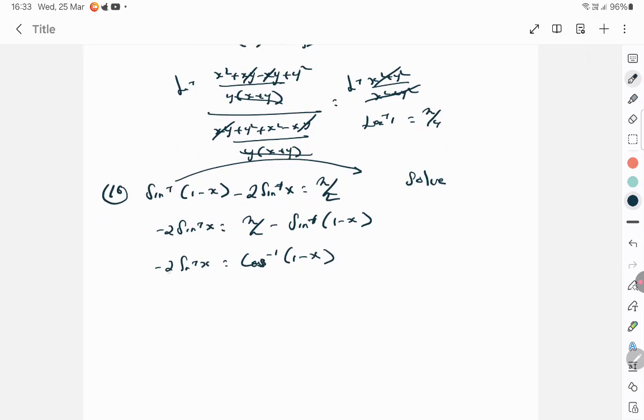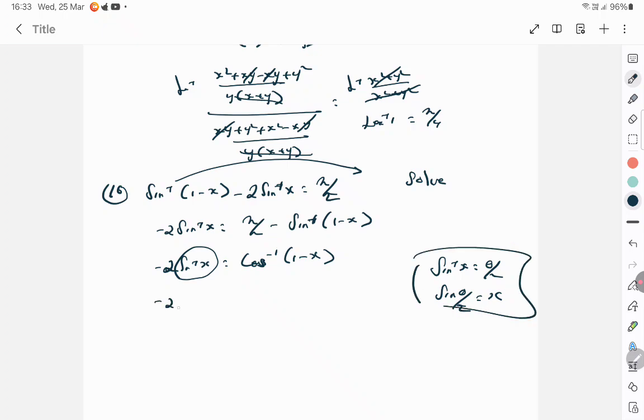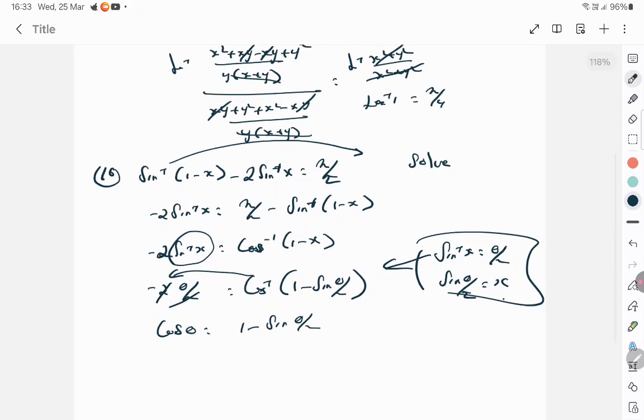Then, you don't want this 2 sine inverse, so make sure you're writing sine inverse of x is theta by 2. Sin theta by 2 becomes your x. And just substitute here minus 2 into theta by 2 from this. You get cos inverse of 1 minus what is x? Sin theta by 2, substituting from this box. Bring the cos inverse to the other side. It will become cos of minus theta, which is cos theta, is 1 minus sin theta by 2.